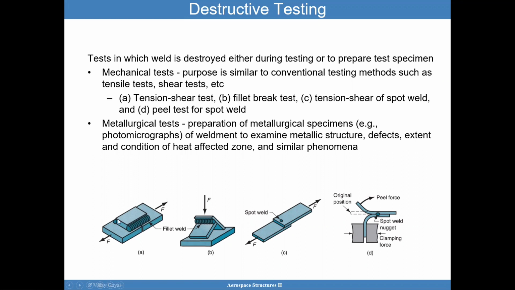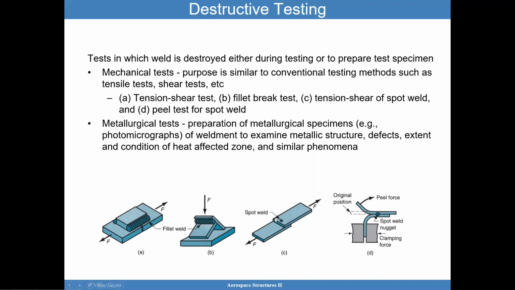You can apply a weld, and the idea is to have a weld similar to what you're going to have in real life, and then pull the load to understand what's going on. Another test is the fillet break test. Basically, you have a T-type joint. You apply the load, and what you're looking for is how this weld breaks in this configuration. You also have the tension shear type testing, which is really good for spot welds. It gives you a good idea about how spot welds behave, as an example.